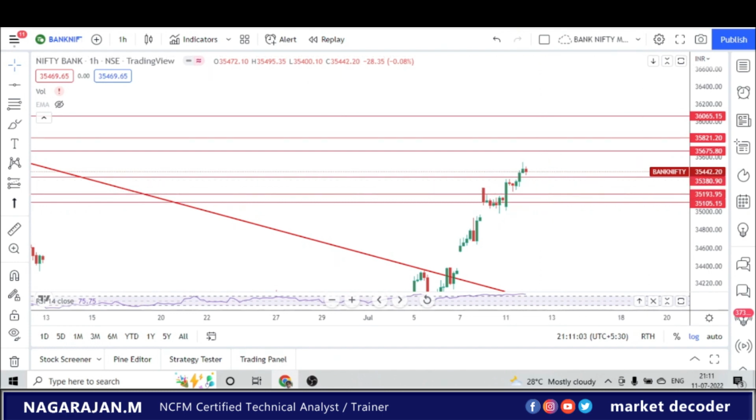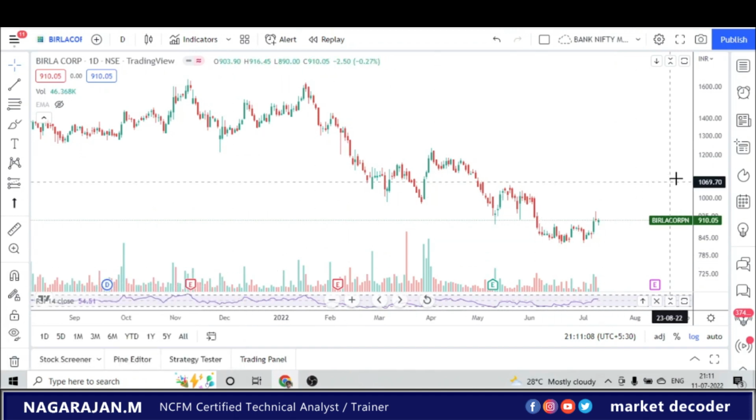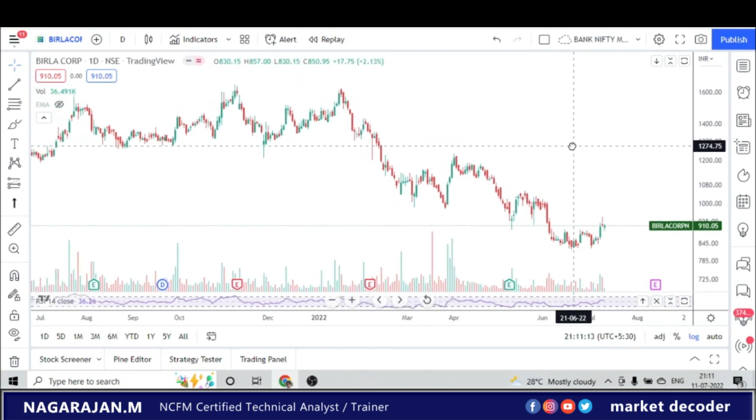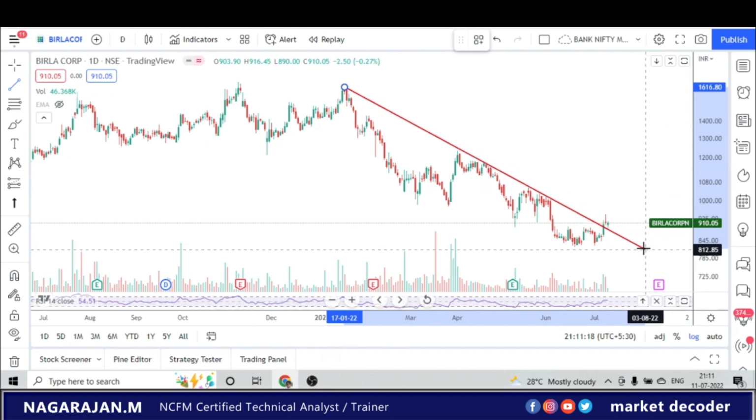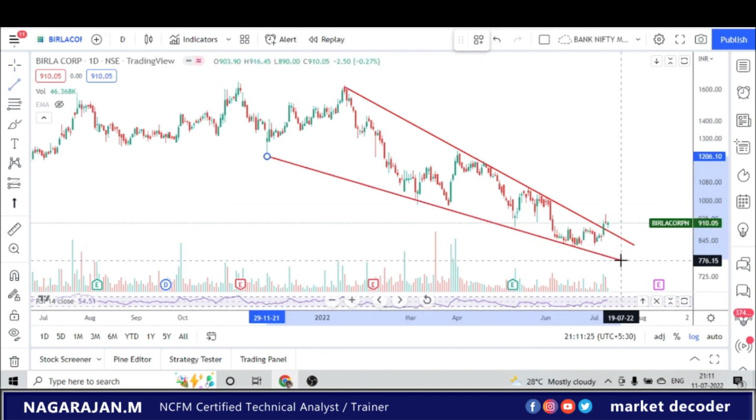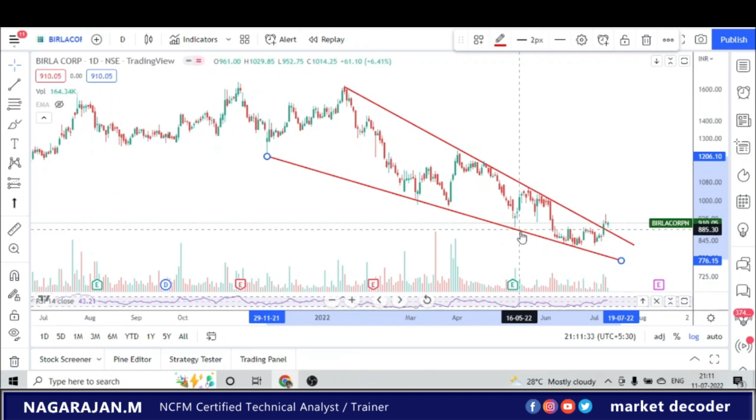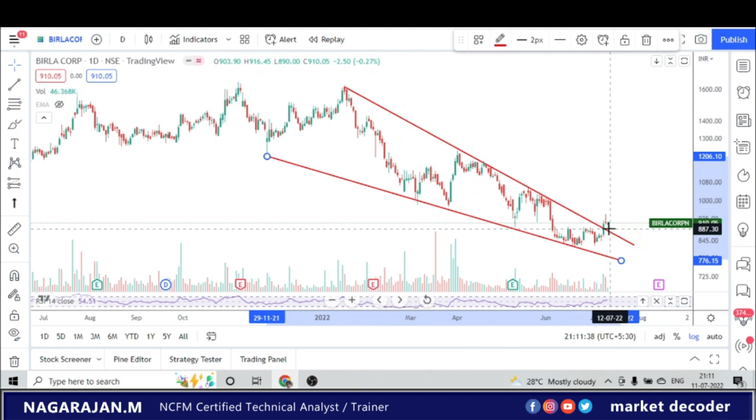Yeah, so we'll go to one important stock which has given some good opportunity for buying. BIRLA Corp has given a good buying opportunity. BIRLA Corp has cleared the falling wedge, which is a bullish pattern. There is a very clear indication. I'm connecting this low, this is going to be the low, this is going to be the low, and slowly the resistance has been broken and it has started retesting.